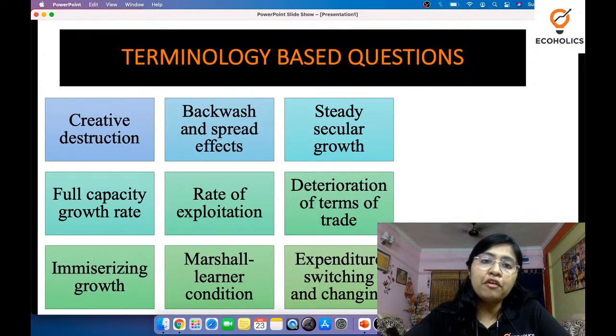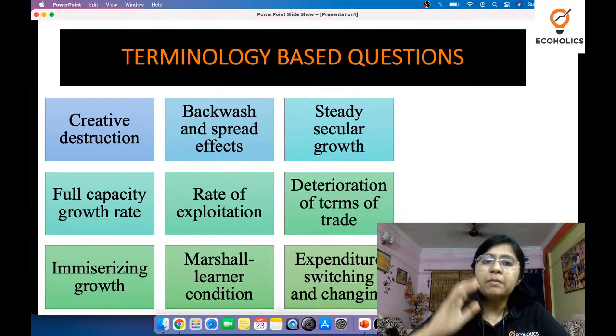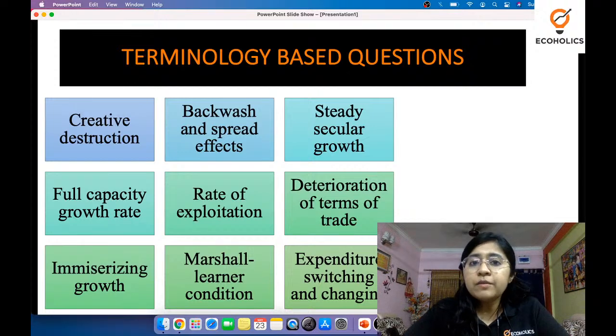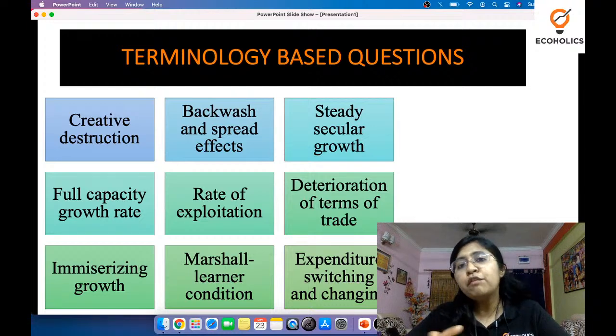So, in the theory of circular cumulative causation, we read about Gunnar Myrdal's theory. It is Myrdal's theory, where we study the backwash and the spread effects. Similarly, we have to understand these various concepts. Like I was saying about the test series that we are going to start soon, the test series encapsulates all these variety of questions.